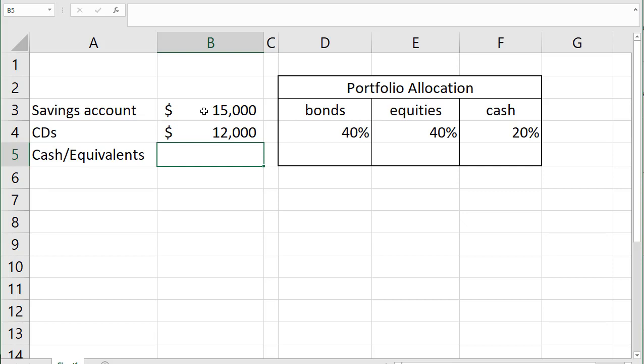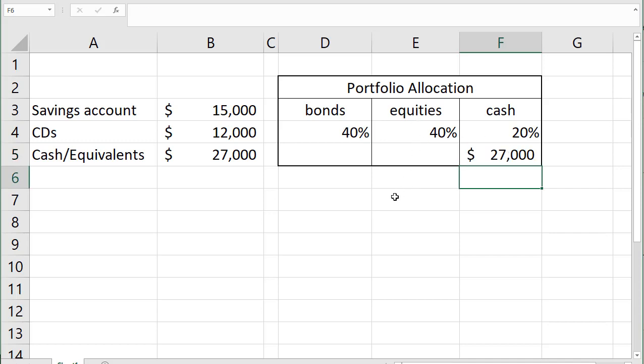And it'll also tell me that my cash and cash equivalents are equal to the total of my savings accounts and CDs. So what I would do is just add those up. Say, well, the 15,000 that I have in savings accounts plus the 12,000 I have in CDs will give me $27,000. So now I know that of this total investment portfolio, I have $27,000 held in cash and cash equivalents.